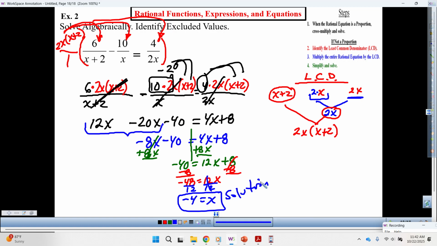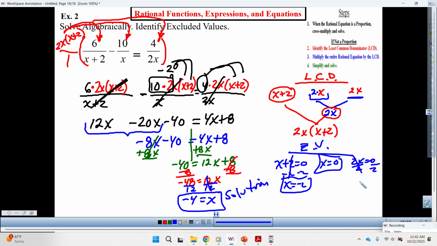Are we done? No, we need what? The EV. Hold on before you go. Let's set this up. Leo, tell me what to write to set up my EV. X plus 2 equal to 0. X equal to 0. 2x equal to 0. If we solve, minus 2, minus 2. X equals negative 2. This is already solved. Divide by 2. X equals 0. So my excluded values are 0 and negative 2.